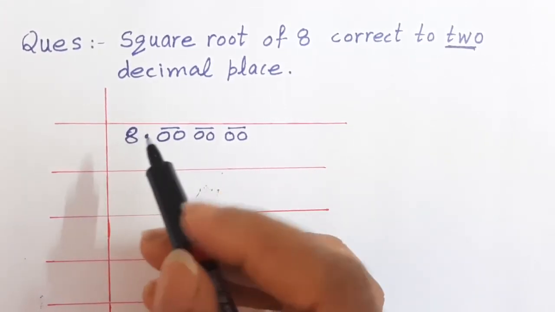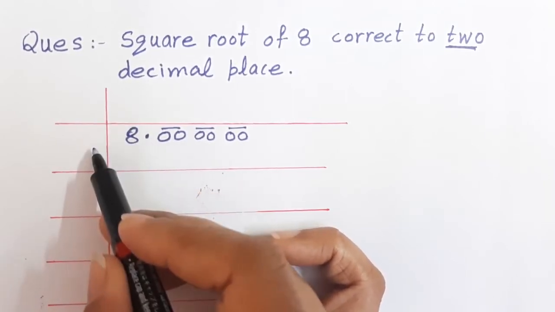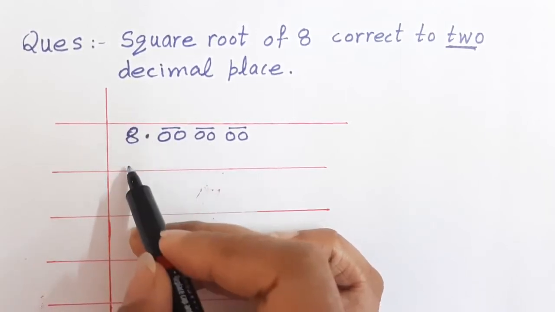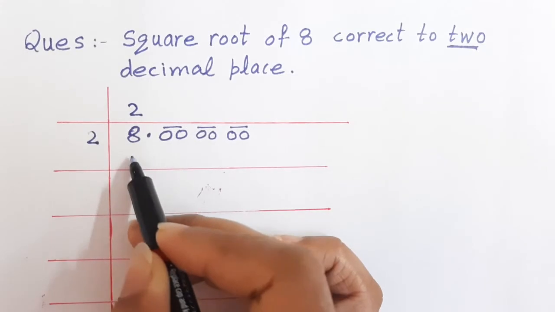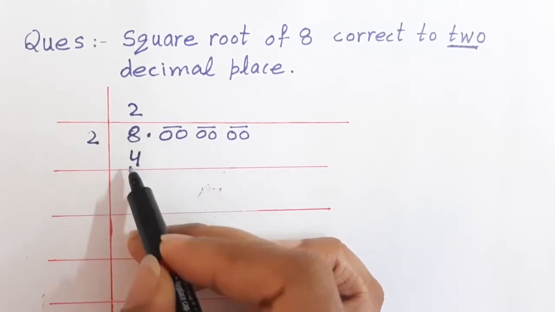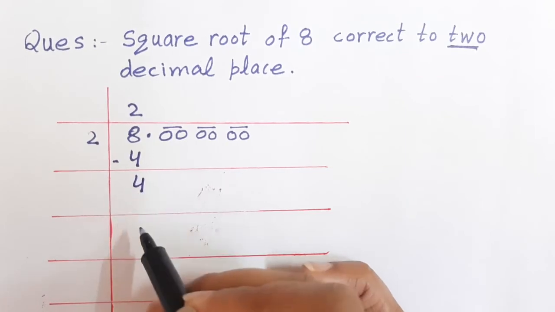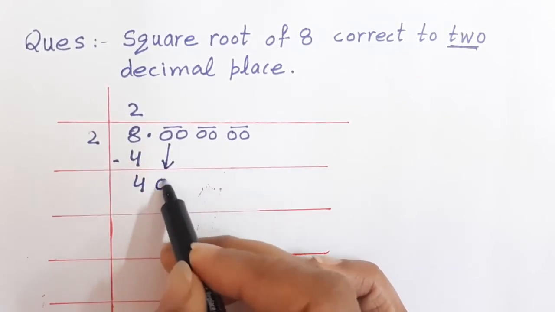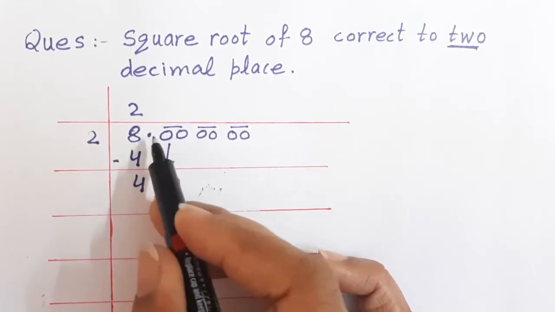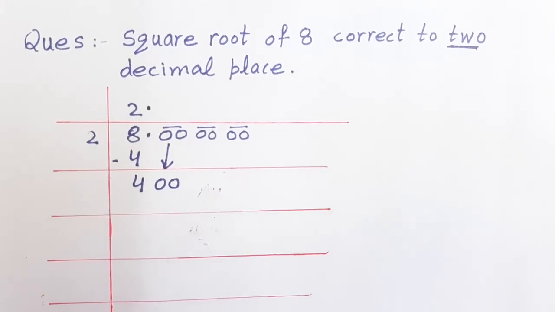Now students, we have to take a perfect square here. Same number. If I take 3 3s are 9. 9 will become big. So I'll go with 2 2s are 4. Now 8 minus 4 is again 4. Then I will take the next pair, and before this pair there was a decimal sign, so I'll put decimal sign here. Right?